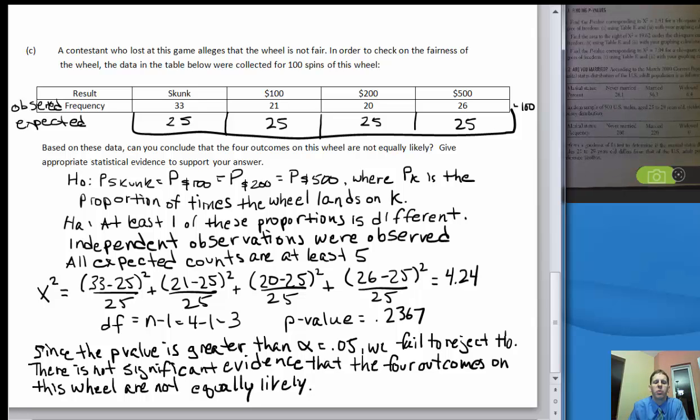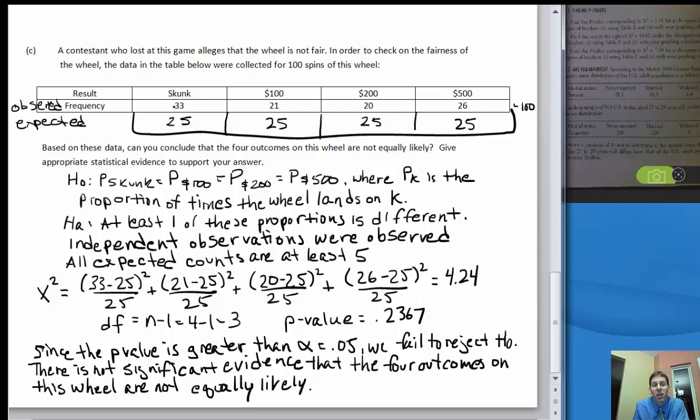So we'll say since the p-value is greater than alpha equals 0.05, we fail to reject the null hypothesis. We're not rejecting it because the p-value is big. There is not significant evidence that the 4 outcomes on this wheel are not equally likely. Now you're probably looking at this going, well, these numbers aren't equal to 25. True, but they're in the neighborhood. 26 is obviously pretty close. There's not enough evidence to go, wow, this is totally outlandish. I think it would be very possible to get this distribution here or something even more extreme.